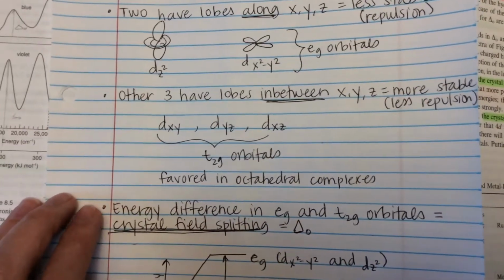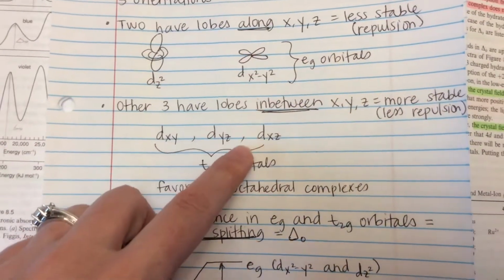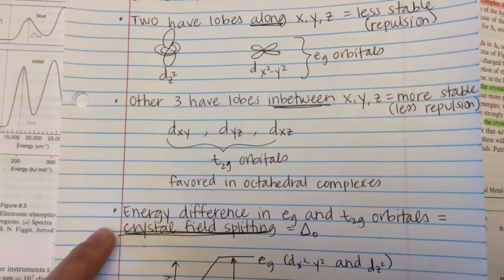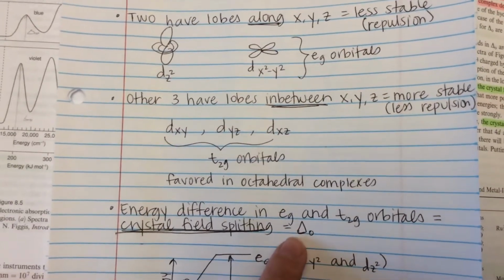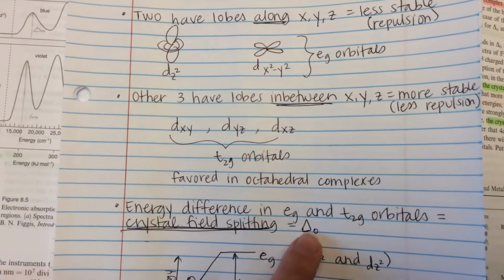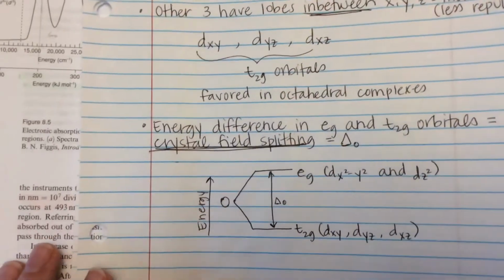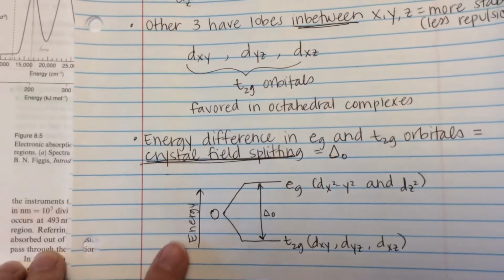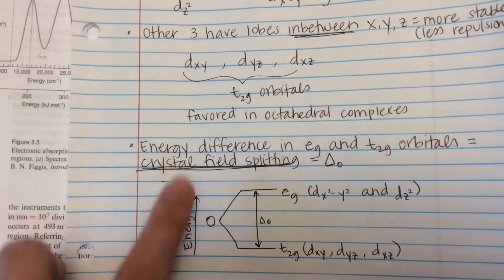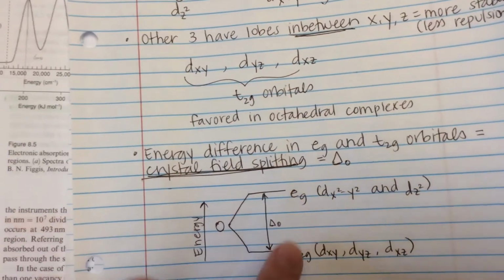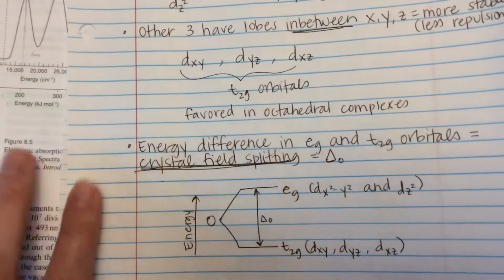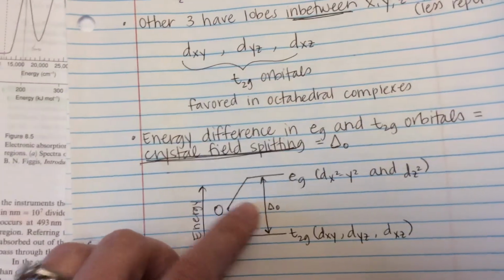The energy difference between the eg and the t2g orbitals is called crystal field splitting, which we denote as this delta, the Greek letter delta, with a subscript zero. So you'll see a lot of these kinds of diagrams. There's zero energy, and energy is increasing. So there's the eg and there's the t2g, and the energy difference between them we call the crystal field splitting.